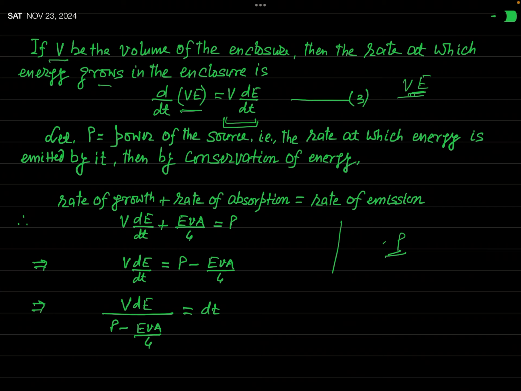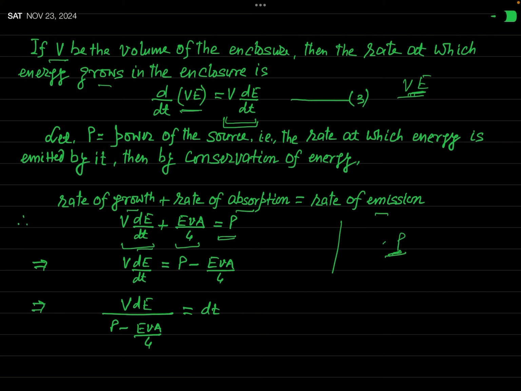And actually that energy is utilized in two forms. This V times dE by dt is a part of energy P which appears in the room. And this EVA divided by 4 is another part of this energy P which gets absorbed. So if you add these two, you will get the total energy produced by the source in 1 second. This is simply the principle of conservation of energy. So from the energy conservation principle, rate of growth plus rate of absorption will be equal to rate of emission. Emission means the power which the source emits. And I have considered that our source produces a power P constantly.